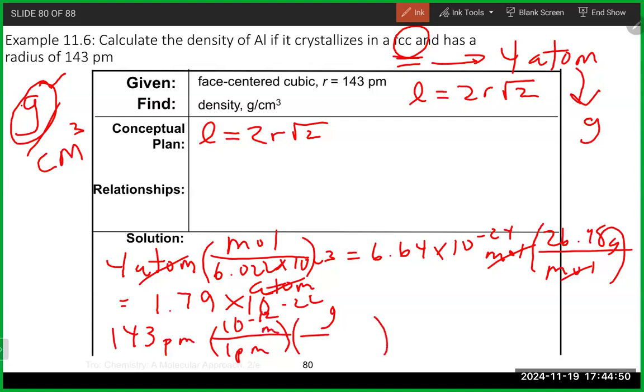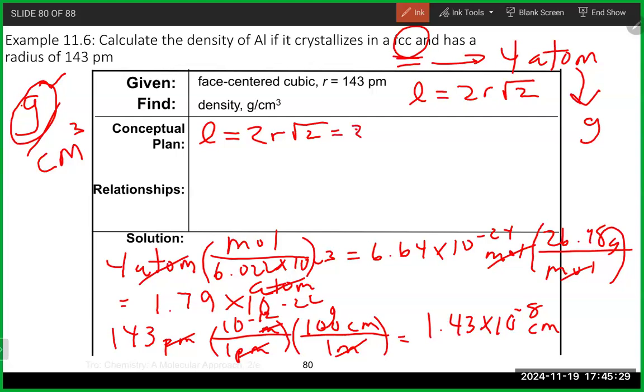And there is 100 centimeters in 1 meter, right? So our meters cancel, our picometers cancel, and we will end up with 143 times 10 to the minus 12 times 100, which is 1.43 times 10 to the minus 8 centimeters. And again, I'm just doing this to get it in the right units. So now I could actually put that into here.